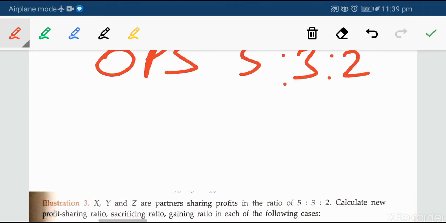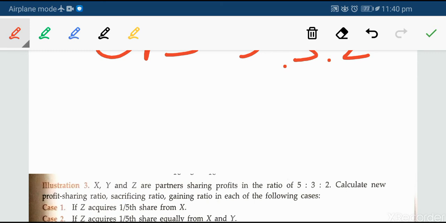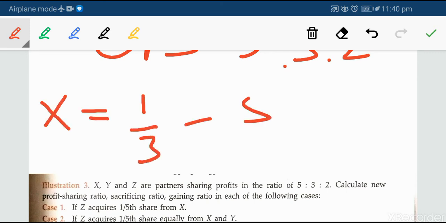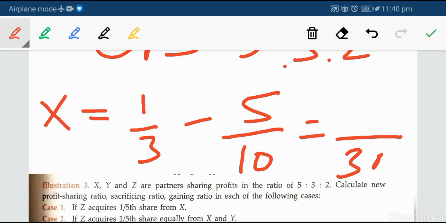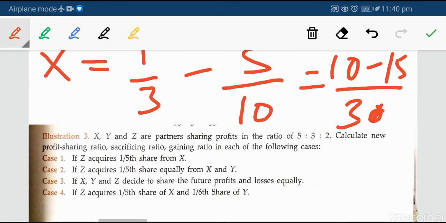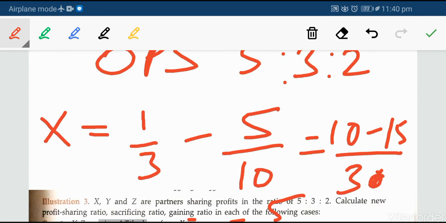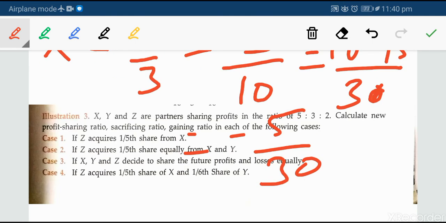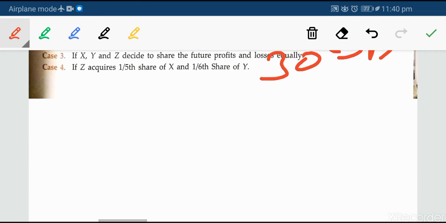profit sharing ratio? For X it will be new minus old, so we are doing 1 upon 3 minus 5 upon 10. If you calculate this, it will come as 3 into 10, that is 30, I will be taking here, and 10 into 1 is 10 minus 5 into 3 is 15, so that comes to minus 5 upon 30. So we are doing new minus old, and since old is more, this is your sacrificing ratio. Okay, now move to the second part, Y.